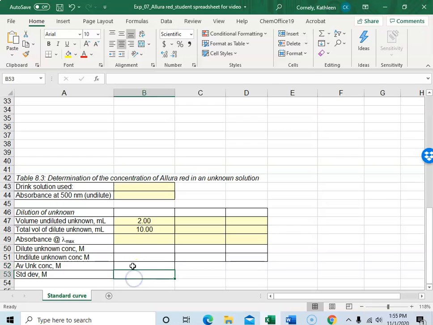Now we can average. We will average all of these undiluted unknown concentrations from our 3 trials. So use the average formula there, and then we will calculate the standard deviation. Again, I expressed mine in molarity. If you want to use micromolar, that's totally fine.